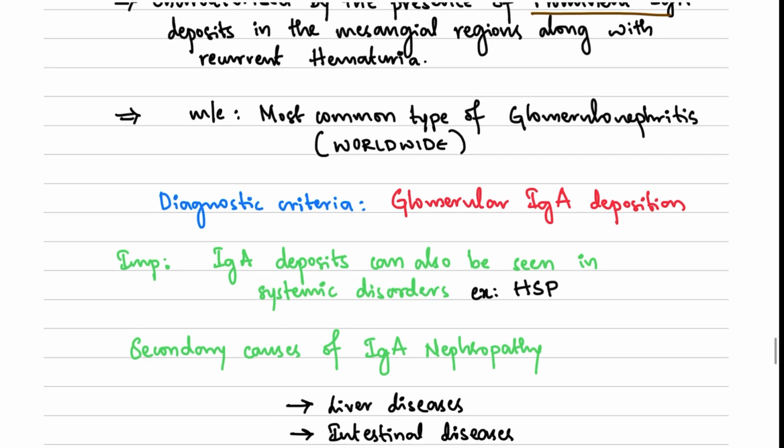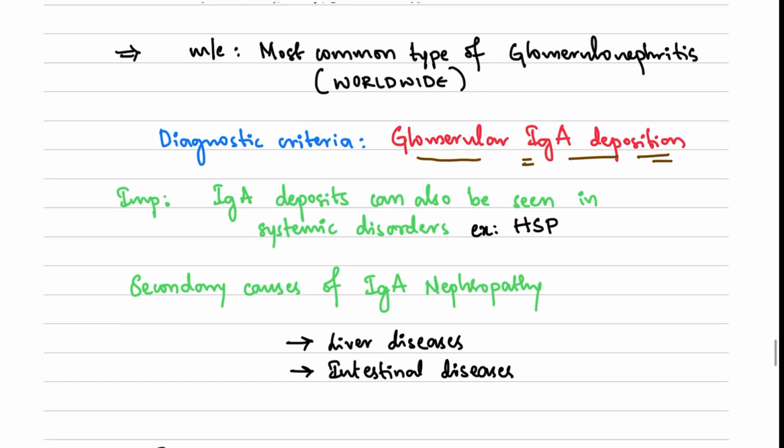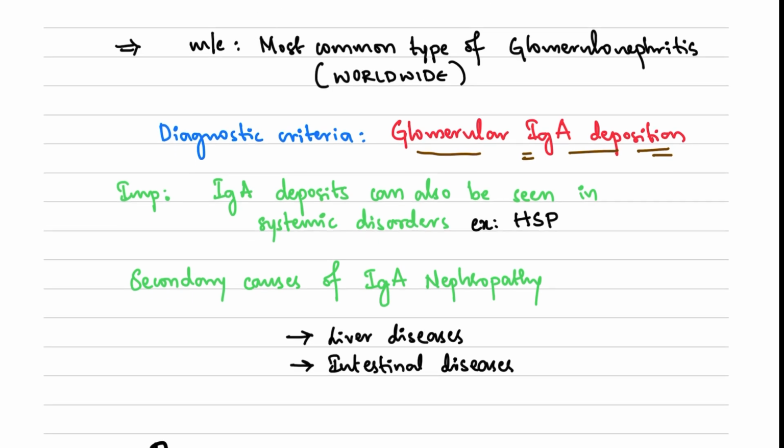Okay. And what is the diagnostic criteria for IgA nephropathy? There must be glomerular IgA deposition in the mesangium. This is a classical identification. One more thing that you need to remember is that these IgA deposits can also be seen in other systemic disorders such as Henoch-Schönlein purpura as well. Okay, Henoch-Schönlein purpura.